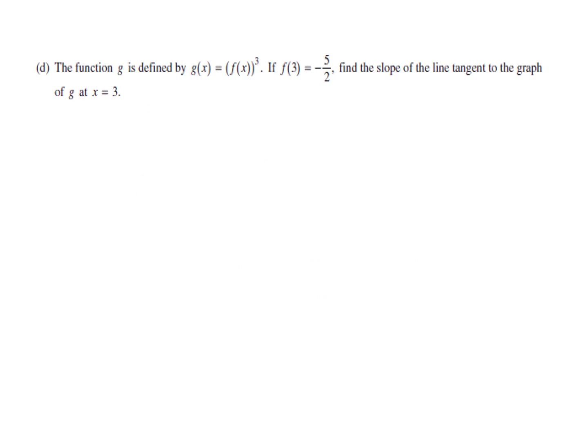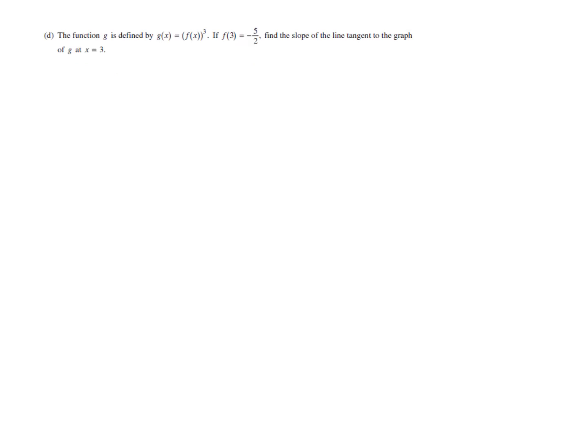In part D, we are given the function g of x equals f of x cubed, and f of 3 equals negative 5 over 2, to find the slope of the tangent line of g at x equals 3. First, we find the derivative of g based on the chain rule, which is g prime of x equals 3 f of x squared times f prime of x.